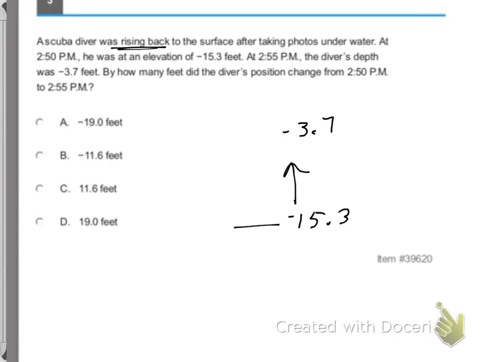He's rising. All right, so the way to do this is to say, okay, I'm going to do -3 7/10 minus -15 3/10. Okay, well, that's going to be a positive there. The signs are different. We need to subtract. And so that's going to be 11 and 6/10. All right, and because he's going up, it's a positive. The answer there is C.